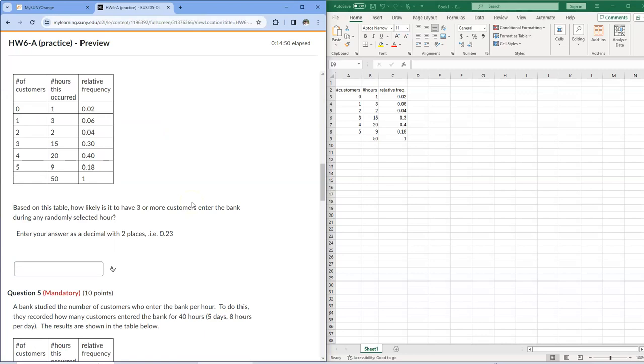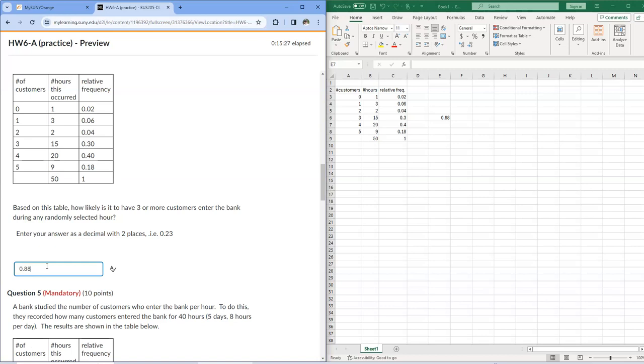Next question. Same table. Based on this table, how likely is it to have three or more customers enter the bank? Well, all you have to do here is look at the probabilities for three or more. That's 3, 4, or 5. I've recreated this table over in the spreadsheet so I can make it a little easier to do this. So I'm just going to go over here and say equals the probability for 3 plus the probability for 4 plus the probability for 5. And it gives me a probability of 0.88.